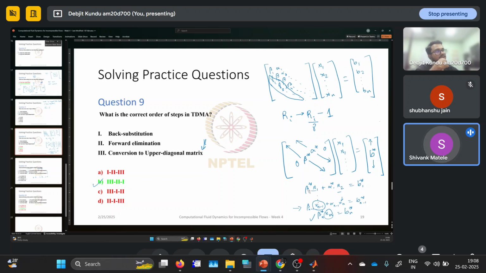But if you use ADI, then ADI gives me a matrix which looks like this. Then I use this mathematics to solve for that.